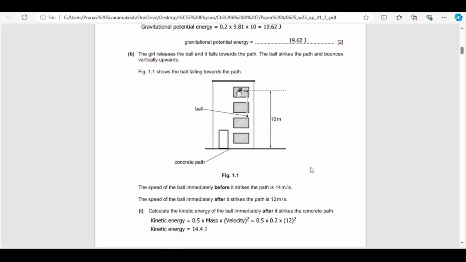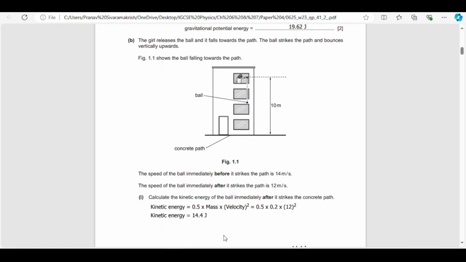So I want you to calculate the kinetic energy of the ball immediately after it strikes the path. The kinetic energy after it strikes the path is going to be half times mass times the square of its velocity. We know its mass is 0.2 kilograms, and its velocity is 12 meters per second. If you substitute those values for the variables, you will get a kinetic energy of 14.4 joules. So that is the value after it strikes the path. Obviously, it'll be different before it strikes it because it's got a higher velocity.